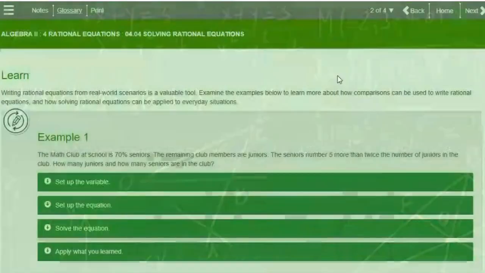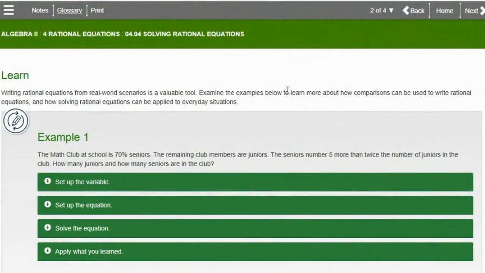All right, this is a pretty short lesson, so we're going to do all the examples here. Now, here's a big thing, writing rational equations from real-world scenarios. And I know we have one of these in our assignment, and I think there's one of these in our test next week. So let's look at some examples.